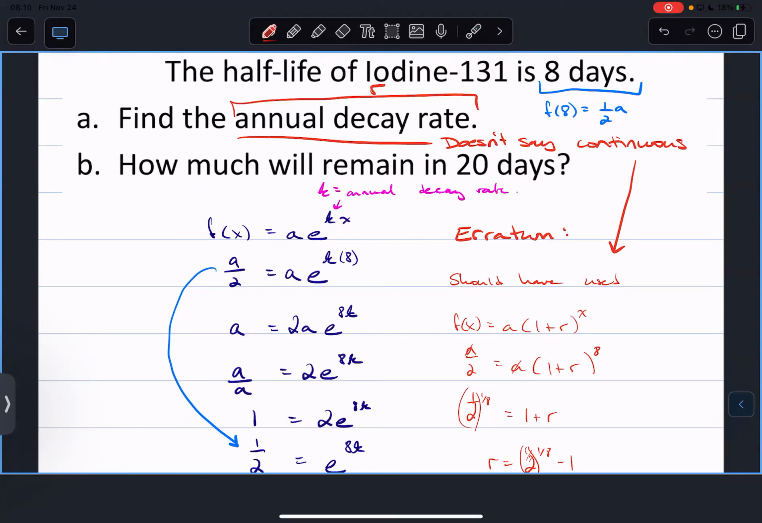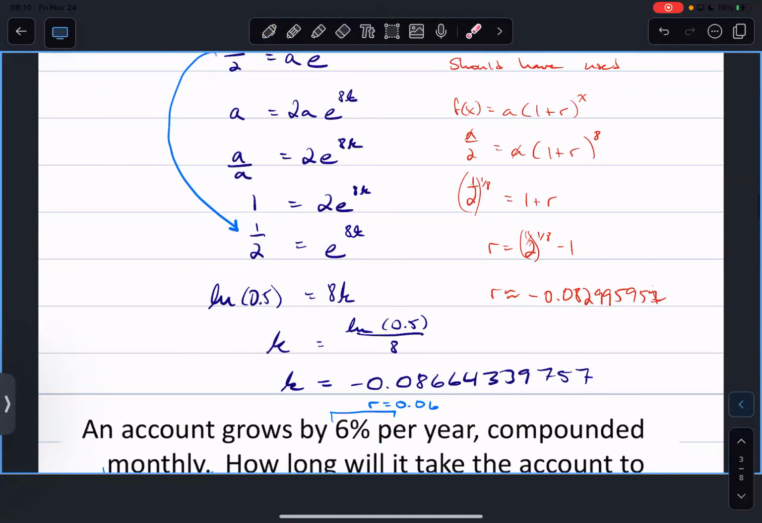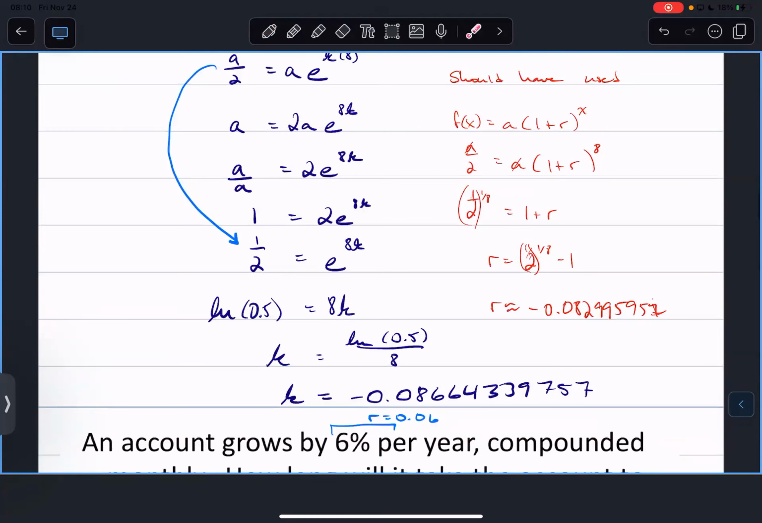Everything else is fine. And what we find is that the rate R, if it's not continuous, so if it's just annual, is very similar: negative 0.082995957 versus negative 0.0866, and so on. They're very similar, it's just a matter of how they're growing. I'll clean this up before I post the notes, and then I'll re-upload the notes from last day.